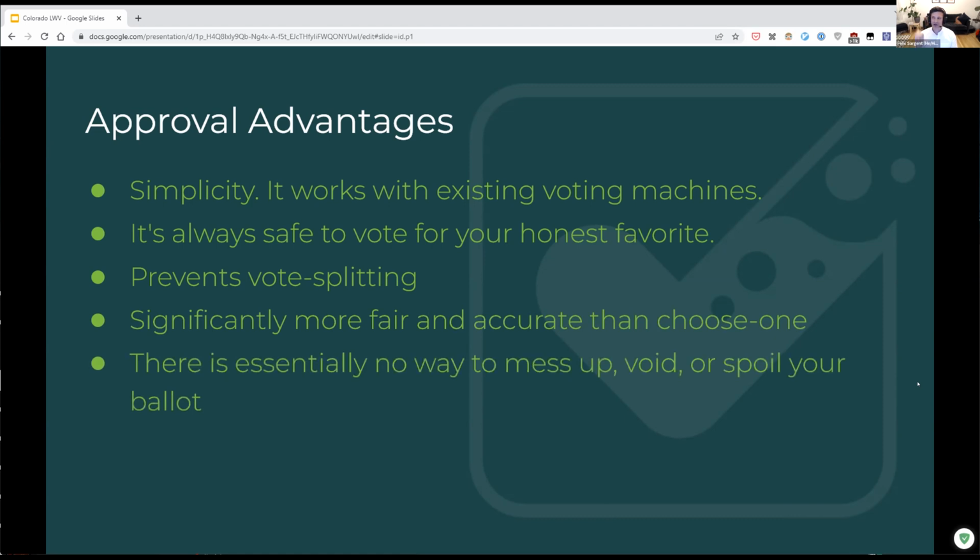And also, because you're able to vote for as many candidates as you like, there's no way to void, mess up, or spoil your ballot. You just put in the markings as you want it, as opposed to your vote getting thrown away because you put in too many markings.